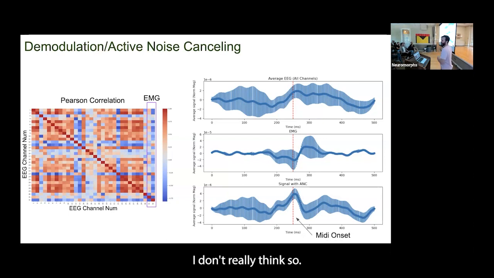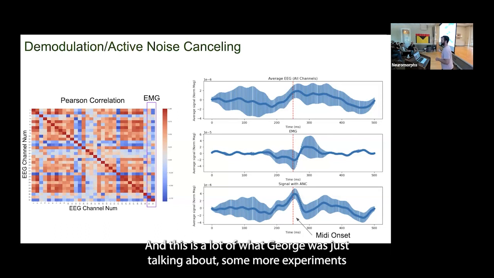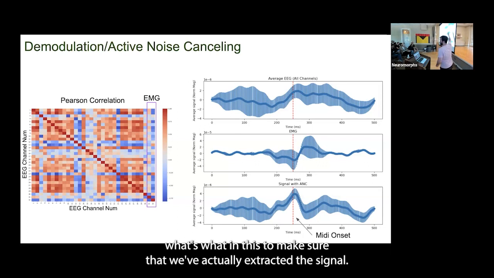Did this work? I don't really think so. I mean, it looks good, but I don't know if in doing the noise cancellation, I've actually imposed a signal on it. And this is a lot of what Georgia was just talking about. So more experiments with onsets for audio events, and also really trying to disentangle what's what in this to make sure that we've actually extracted the signal.